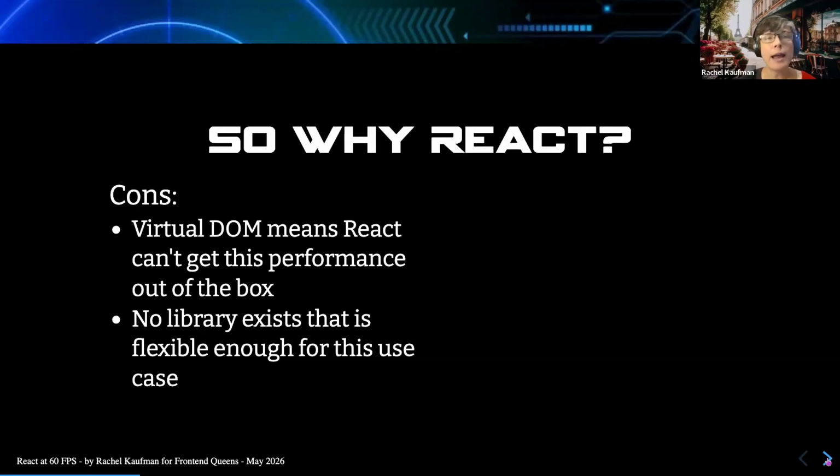Every time something changes, React is diffing and comparing and deciding what to re-render. And that's not really fast enough for 60 times a second. Also, if there was a library that would handle all this for me, obviously I would just do that, plug and play, grab and go. But as far as I can tell, there isn't such a thing that is flexible enough for this use case. But like I said, still wanted to use React.